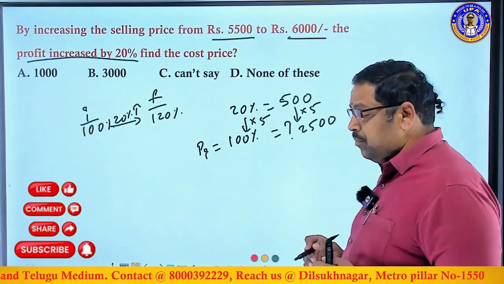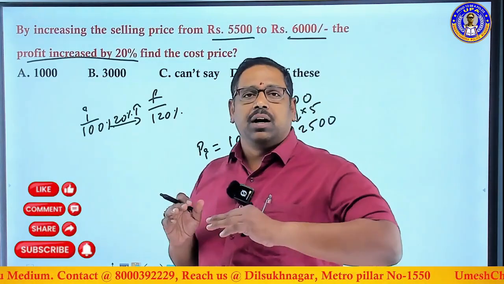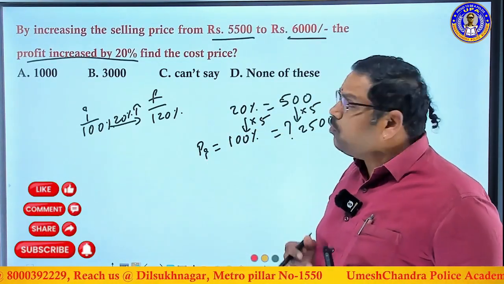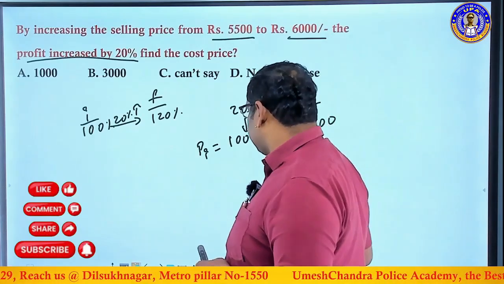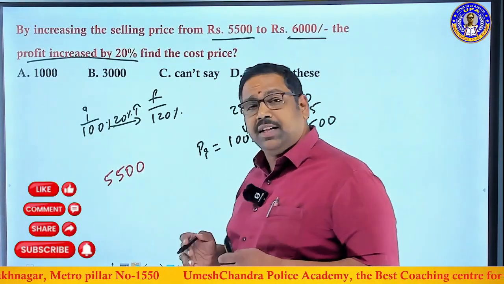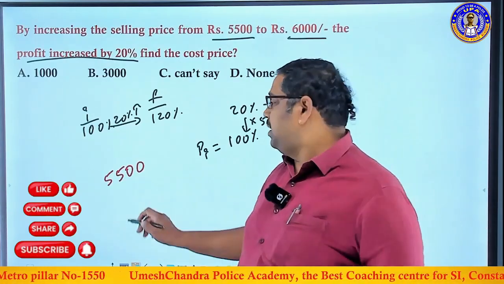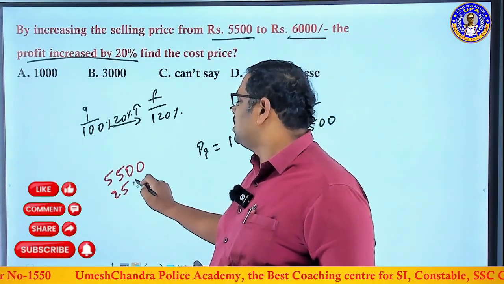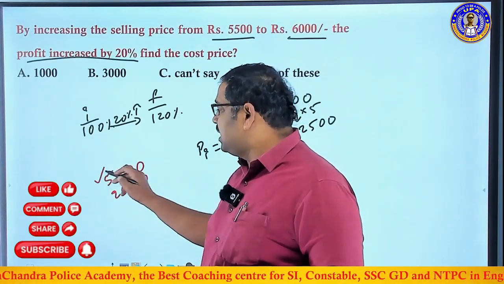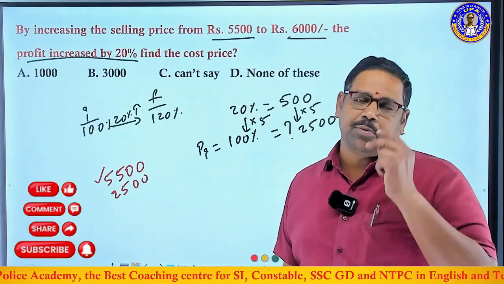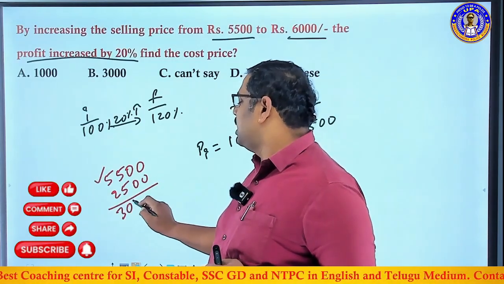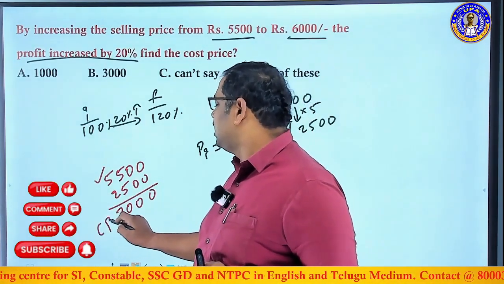Remember that this 2,500 is not the cost price. It is the initial profit. Initially you are selling the article for how much? 5,500. When you are selling for 5,500, in that we have a beautiful profit of 2,500 rupees. So this selling price includes the cost price as well as the profit, right? Now, if I remove the profit, I'll get the cost price. So the cost price here is 3,000 rupees.